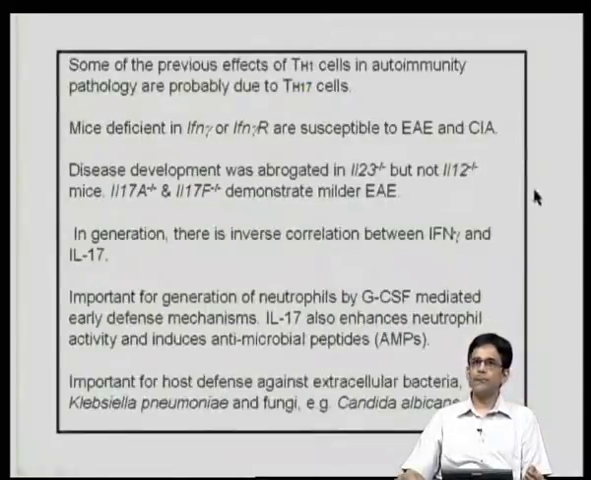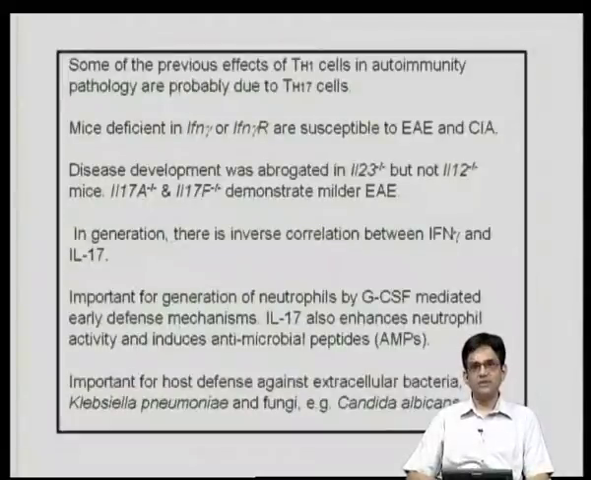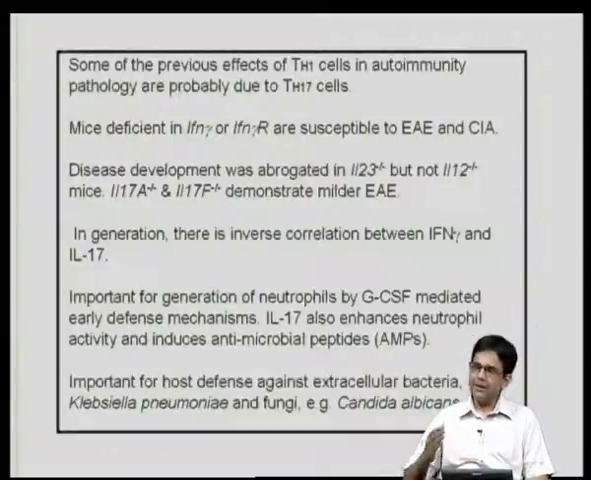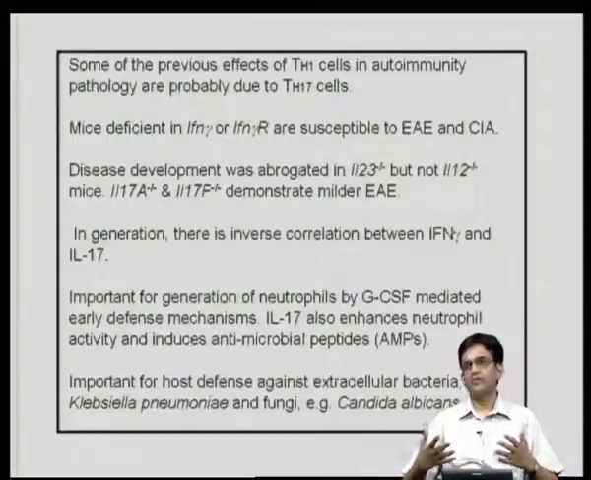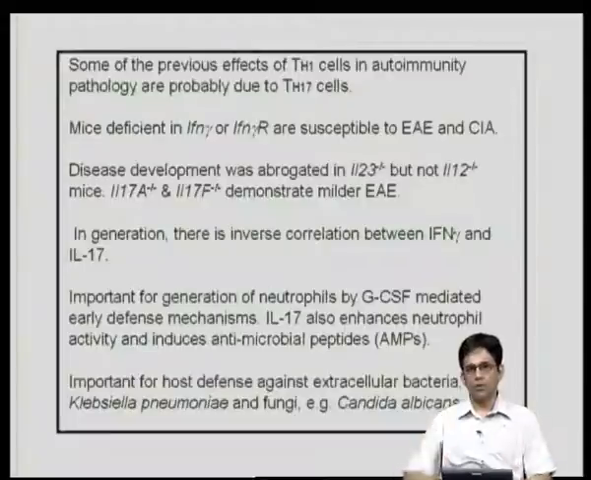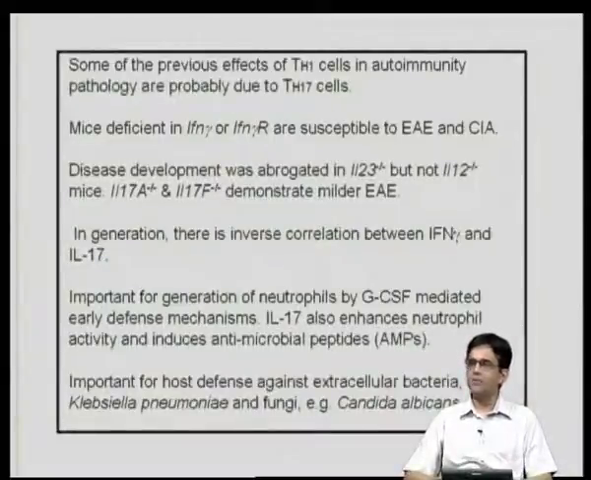Okay. Now previously a lot of the effects that people thought were due to Th1 positive cells are now known to be due to Th17 cells. This was shown because mice that are deficient in interferon gamma or interferon gamma receptor, and these are the classic Th1s, are susceptible to EAE and collagen induced arthritis. So clearly there were other cytokines playing an important role, because even in the absence of interferon gamma you had development of these. Subsequent studies show that the disease was abrogated in the IL 23 knockout mice, but not in the IL 12 knockout mice, clearly showing a very important role. Also IL 17A knockout mice demonstrate milder forms of encephalomyelitis, which is shown in EAE, which basically means inflammation of the brain.